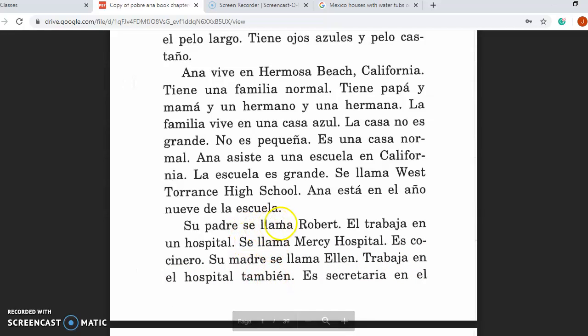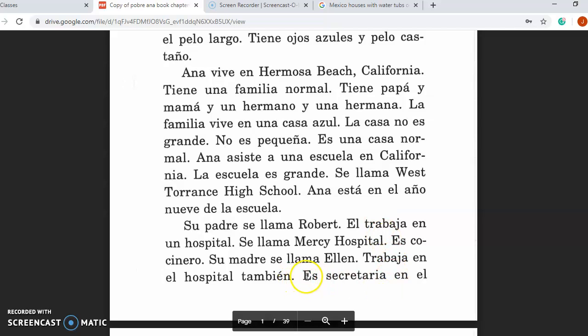So se llama, you can see, is used for when you're talking about a third person, whether it be a man like her father Robert, whether it be a woman like her mother Ellen, and we also use se llama when we're talking about the names of places, like it is called Mercy Hospital. Trabaja and llama end with A's in this paragraph because they are verbs, and these verbs are AR ending verbs. So in a dictionary, you would see llamar, trabajar, and when we are conjugating them or when we want them to match with the subject, they end in an A, regardless of the fact that Robert is a man and Ellen is a woman, because verbs do not work by deciding the gender of your subject. It doesn't work like that.